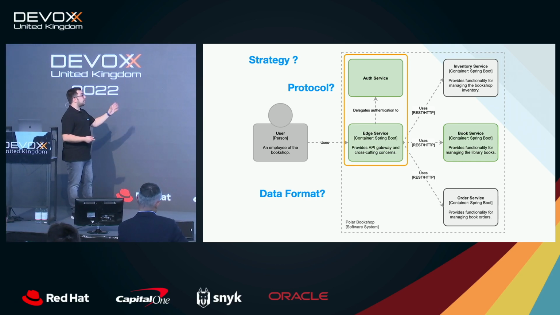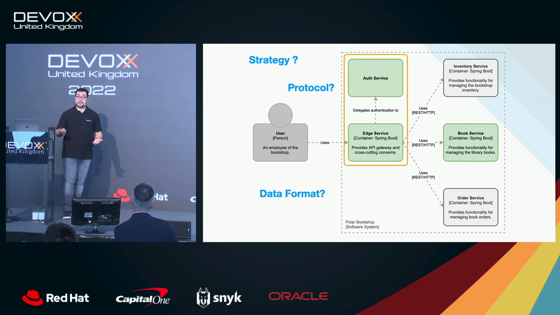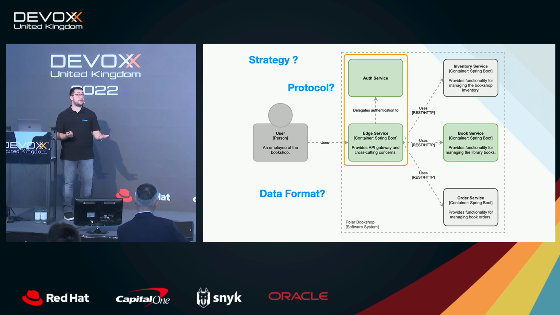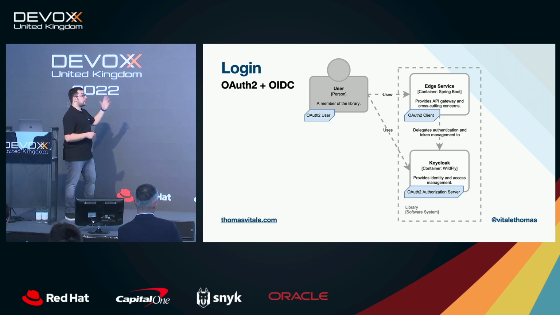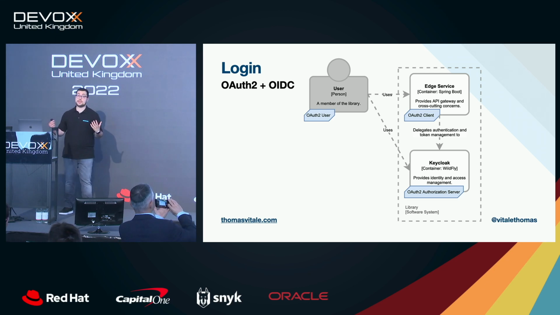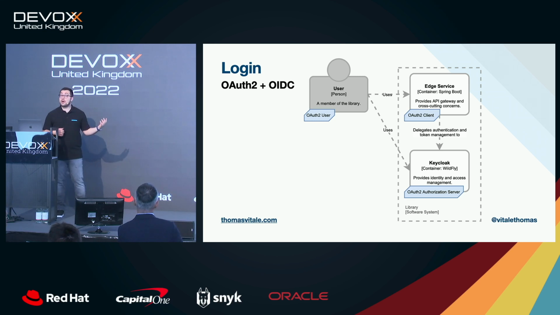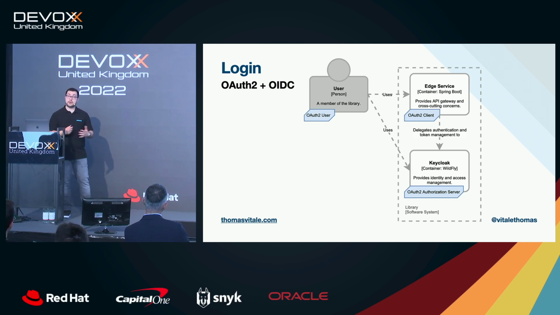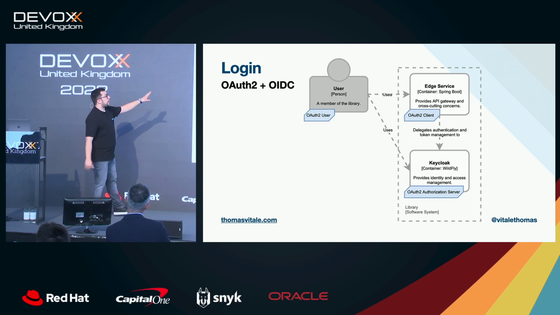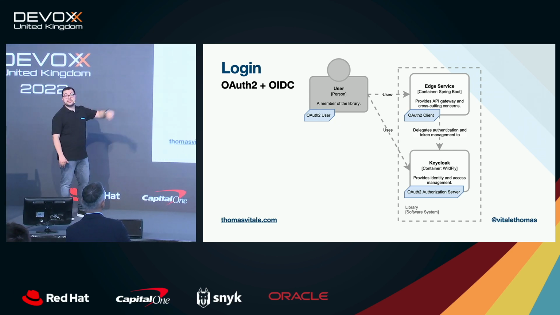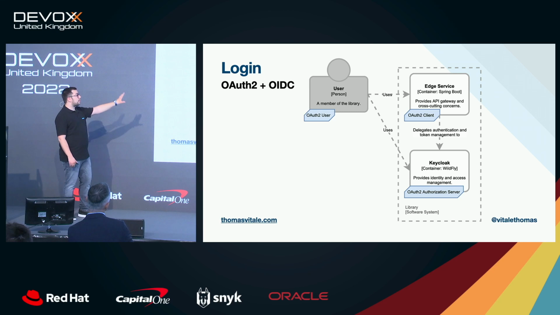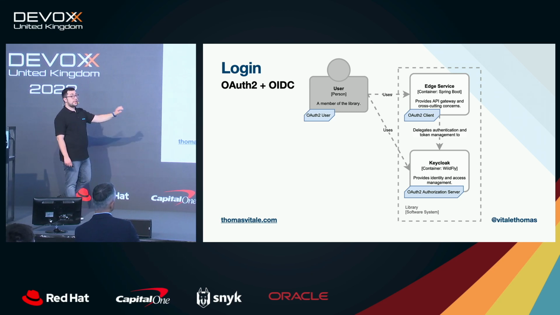And one of the options for doing this, quite used in distributed systems, is OAuth2 and OIDC. OAuth2 is an authorization protocol. It doesn't deal with authentication. That's where OIDC, OpenID Connect, comes handy because it adds an authentication layer on top of OAuth2. So the user will access the system via edge service, but then the authentication will be handled, for example, by Keycloak, by an external service.